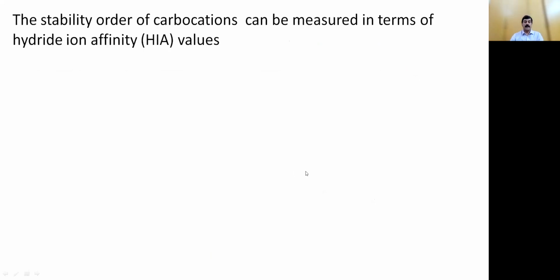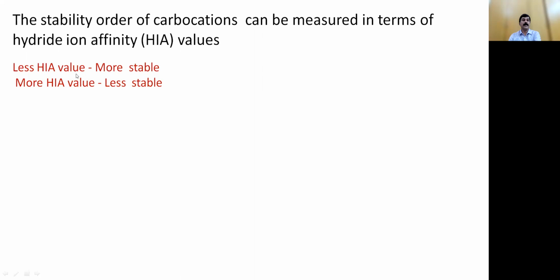Experimentally, hydride ion affinity values will also reflect the carbocation stabilities. Look at here. Less hydride ion affinity value means more stable, meaning if it is more stable, it will not be attracting the hydride ion again. So therefore, more HIA value means less stable. So it is inversely proportional.